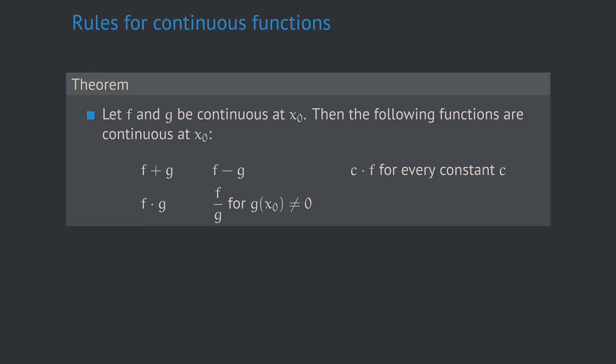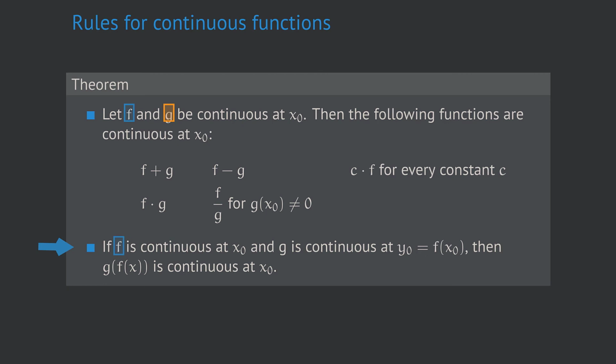And there is another part of that theorem addressing the composition of the functions g and f. If the function f is continuous at the point x0, and if the function g is continuous at the point y0, which is defined as f of x0, then the composite function g of f of x is continuous at x0. Note that it is important that g is continuous at f of x0 and not at x0, because it takes the output values of f as its input values.